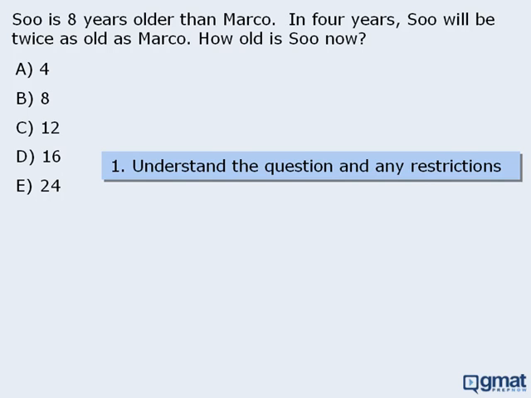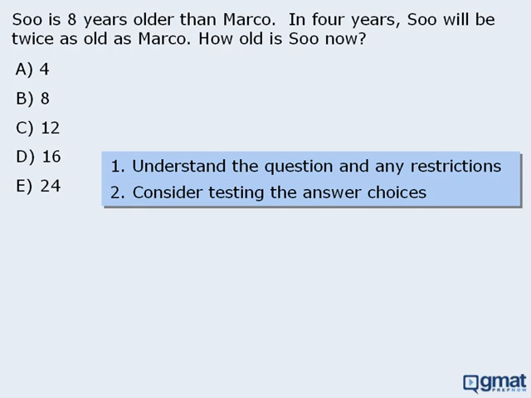Now, the next step you should always consider is testing the answer choices. After all, one of the 5 answer choices is the correct answer, and in some cases, testing the answers will be the fastest approach. Also, if you decide to solve the question algebraically, keep in mind that testing the answer choices could be a potential backup strategy.